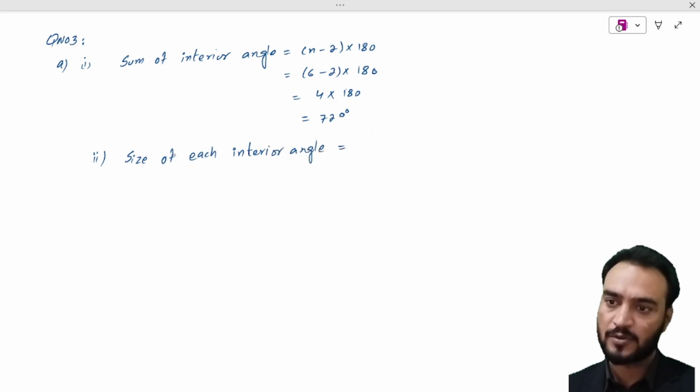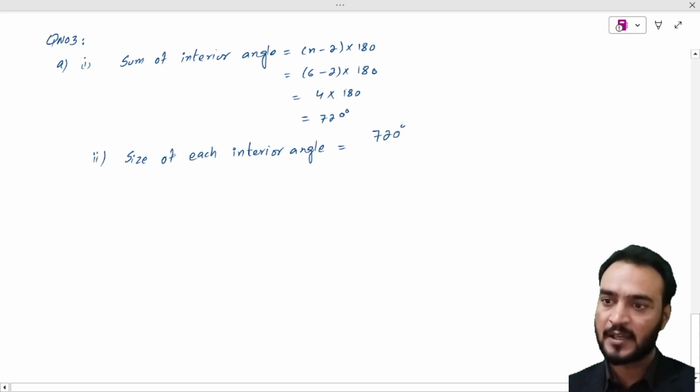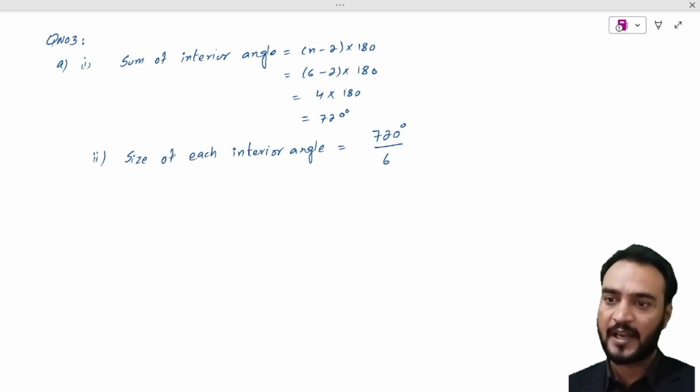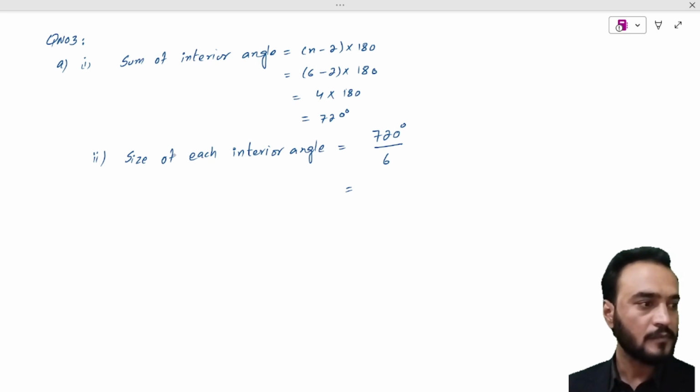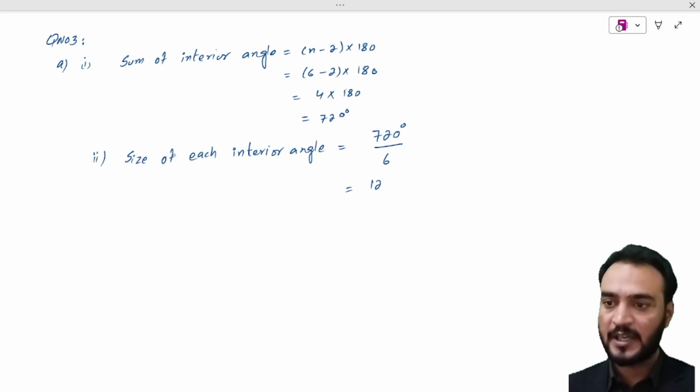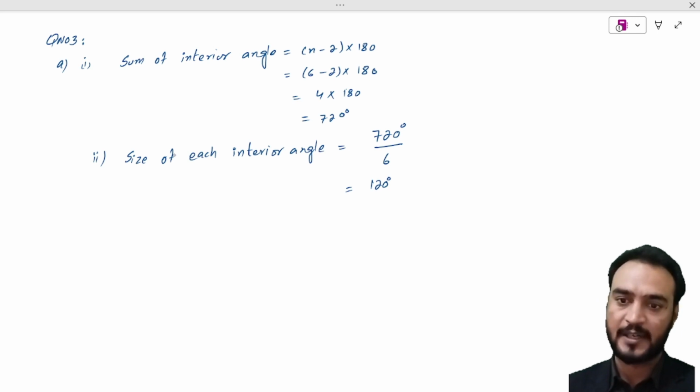is equal to 720, which is the sum of all interior angles, divided by 6 because this polygon has 6 sides. So one interior angle is equal to 720 divided by 6. Dividing, we get 120 degrees. So each interior angle of a regular hexagon is 120 degrees.